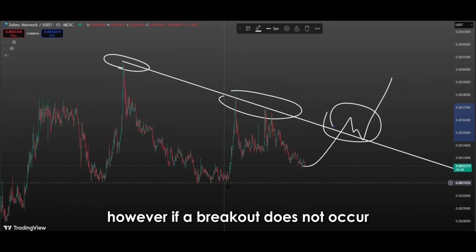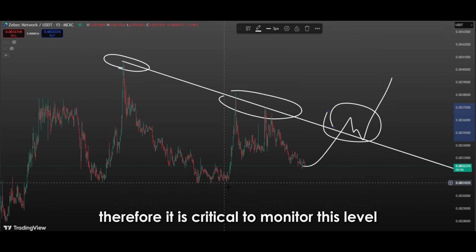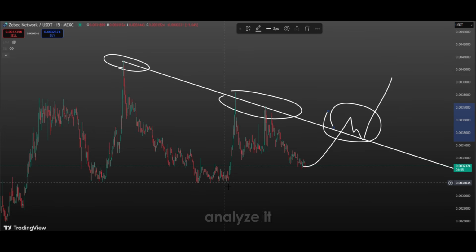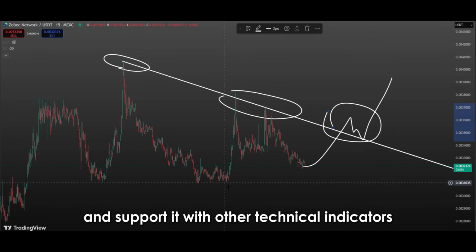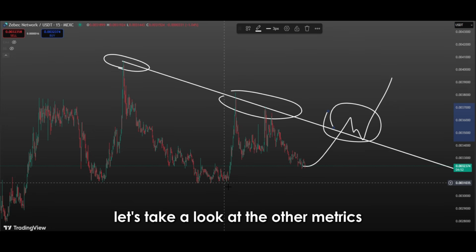However, if a breakout does not occur, the price remains under pressure and the downtrend may continue. Therefore, it is critical to monitor this level, analyze it, and support it with other technical indicators. But we can't make decisions based on trends alone. Let's take a look at the other metrics.